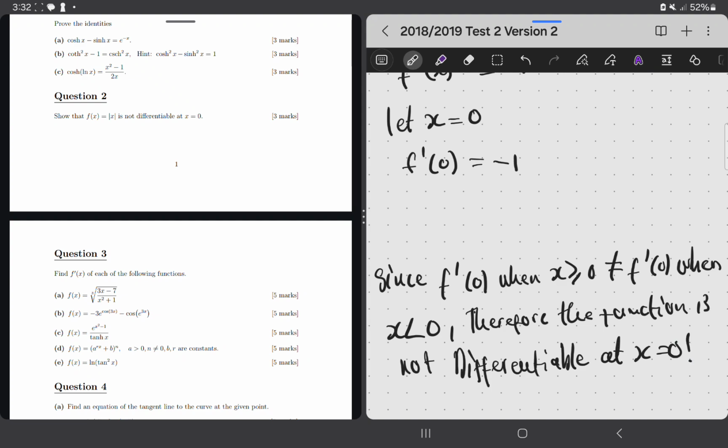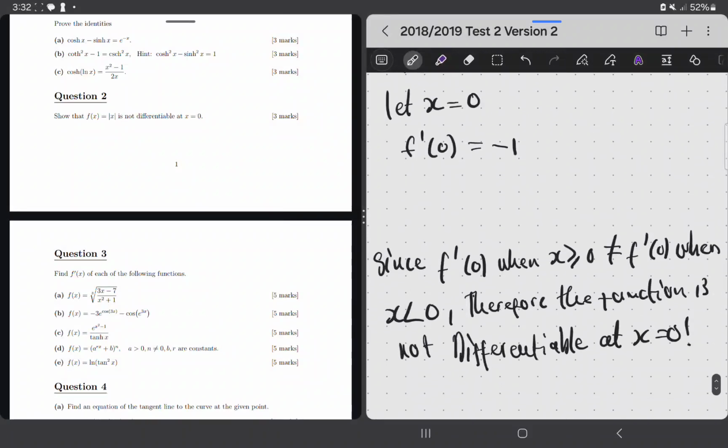That's how we do it for differentiability. We just check that the derivative when x is greater than 0 should be equal to the derivative when x is less than 0, at the point which you are checking differentiability at. If we're checking differentiability at 1, we would find f dash 1 here and f dash 1 there and see if they are the same. But here we are checking differentiability at x equal to 0. That is why we did that.